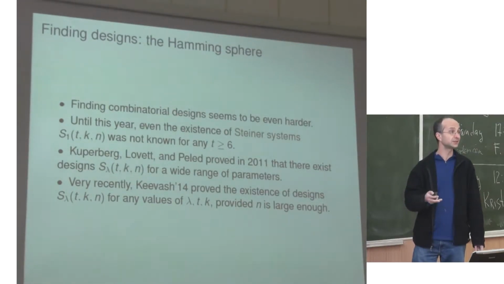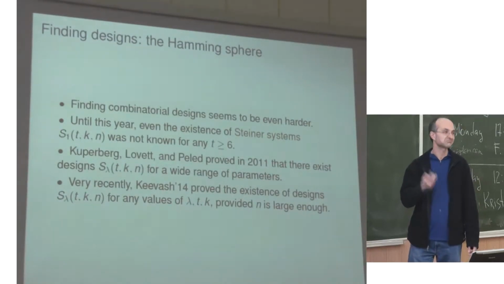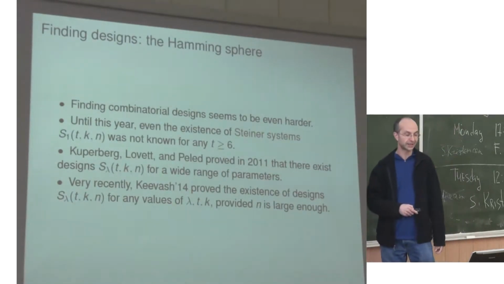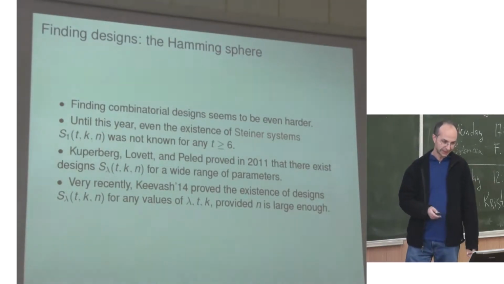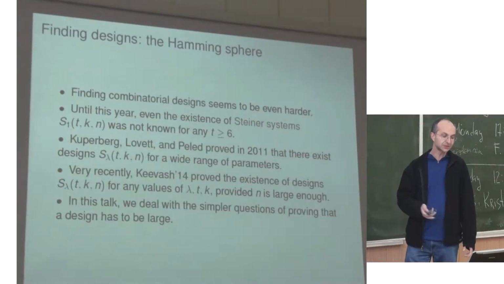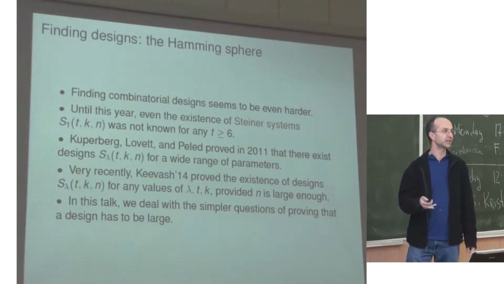So designs exist for every admissible parameter, solving the problem of Steiner from 1853. Okay, so we have designs, but they're kind of hard to find. So in this talk we deal with a much simpler question of trying to prove that the designs have to be large, proving impossibility results.